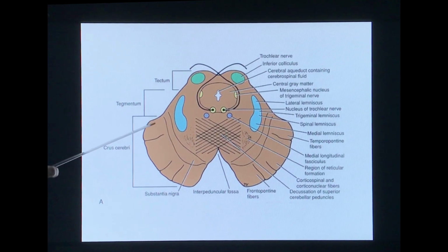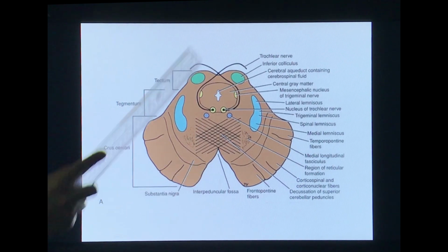This is the crus cerebri. Okay, so the middle 2/3, this part mainly has the corticospinal and corticonuclear fibers. Medially it has the frontopontine fibers and laterally it has the temporopontine fibers. So mainly the corticospinal and corticonuclear occupies the middle 2/3 of the crus cerebri. And here is the interpedicular fossa.